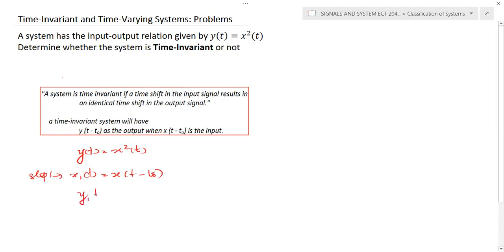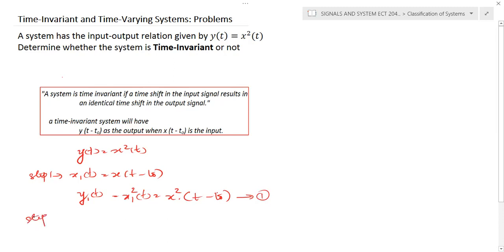Let the corresponding output be y1 of t, and in place of x square of t, we'll substitute x1 square of t. Okay, and x1 of t is actually a shifted version of the input signal. That's what we will change. We will apply a shift in the input signal. So this is the input signal. So it becomes y1 of t equals x square of t minus t0. This is equation number 1.